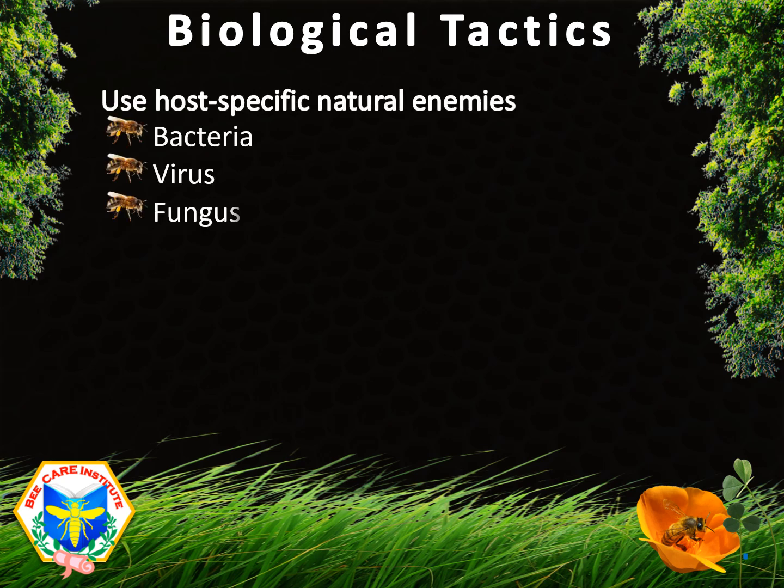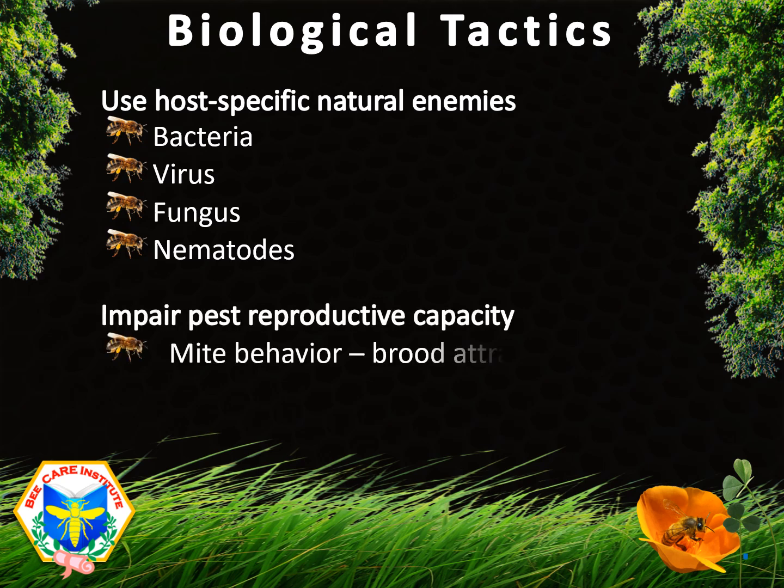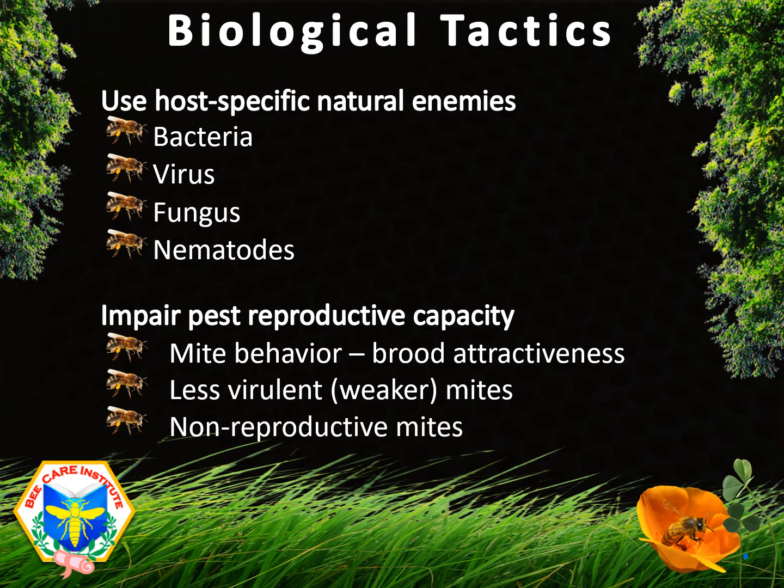Biological tactics: use host-specific natural enemies, so bacteria, viruses, fungi, and nematodes. We're going to talk about nematodes when we talk about small hive beetle. Impair pest reproductive capacity. We have the mite behavior, so your brood attractiveness, we're actually able to use that. That's that drone brood pull, where you're yanking out a whole frame of mite babies and freezing them. But imagine if somebody were to breed less virulent or weaker mites, or non-reproducing mites, and then introduce those into the general population. That would put a real kibosh on the mites moving forward.